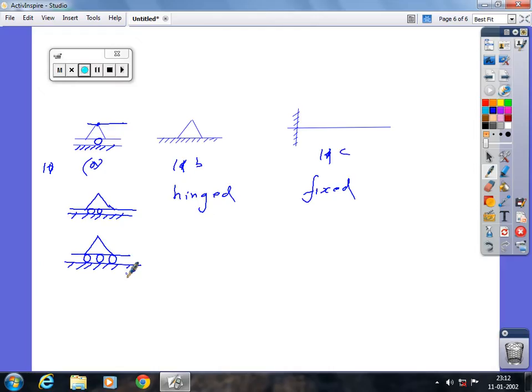A roller support can have a single roller, as shown in diagram 11A, or it can have more than one roller, as shown in diagram 11B and 11C.